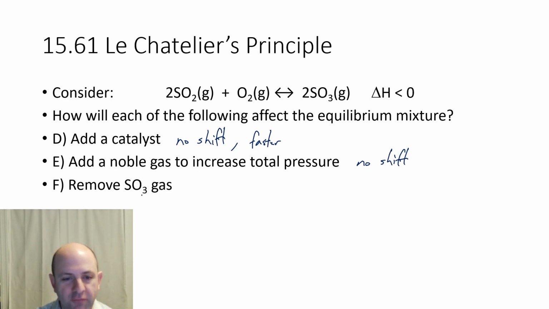And then finally, what if we could somehow remove the sulfur trioxide gas? Maybe there's some way to liquefy it. Maybe there's some way to filter it out. But if you remove something, so I'll put a minus there, the reaction is going to try to shift to replace it. So if we take away something on the right, we'll shift to the right to try to replace it. So removing the product will make it shift to the right.